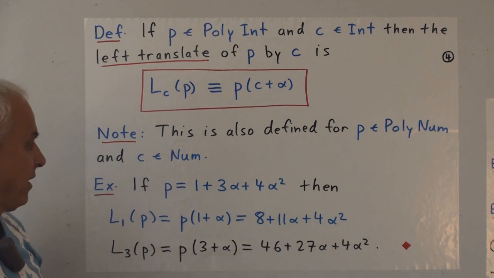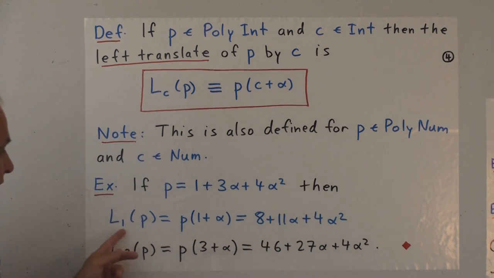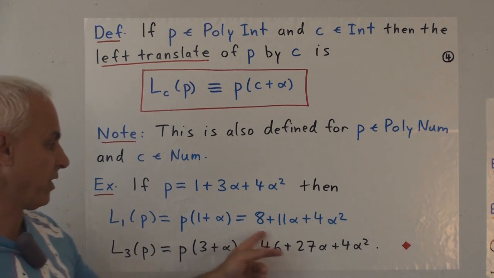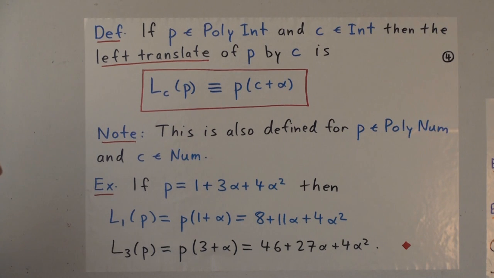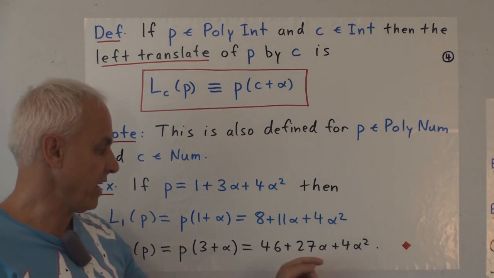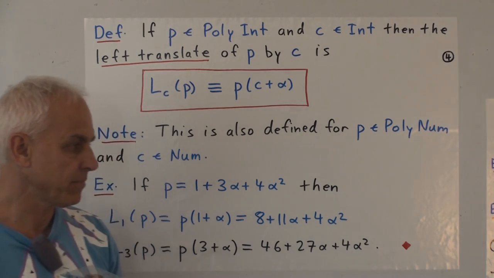Here's p again. If p is that, then L sub 1 of p is p of 1 plus alpha. We've already computed that. Looks like that. And L sub 3 of p is p of 3 plus alpha: 46 plus 27 alpha plus 4 alpha squared.